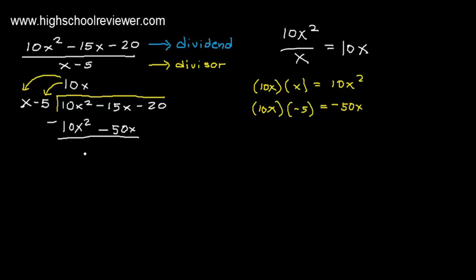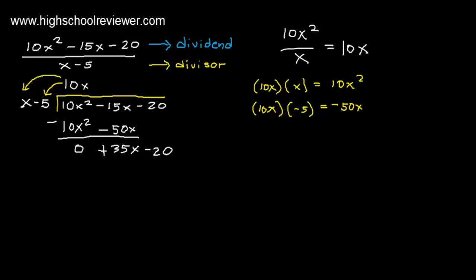10x squared minus 10x squared, this is 0. Negative 15x minus negative 50x, this is positive 35x. And then we are going to bring down negative 20.